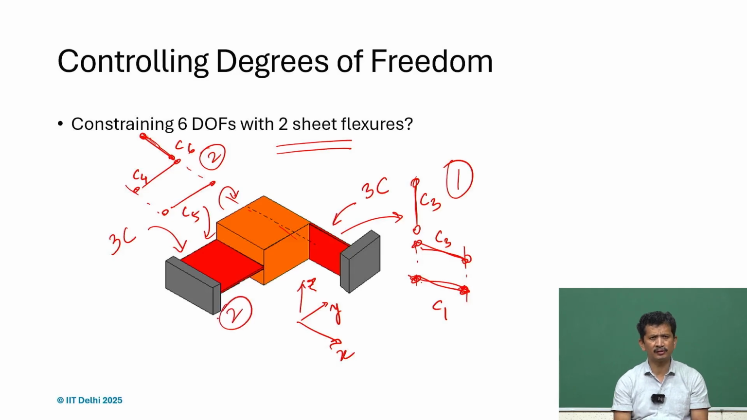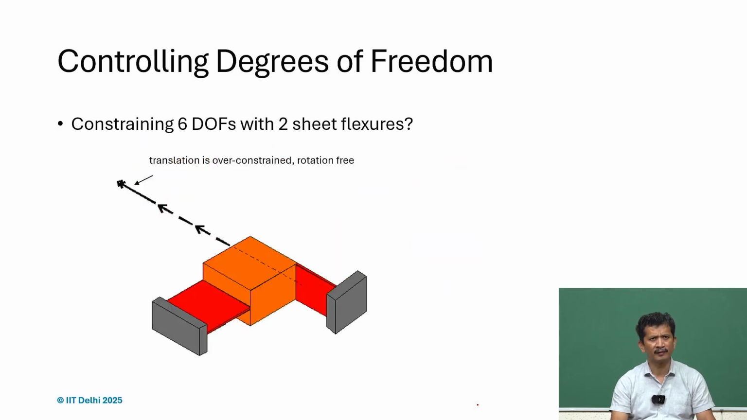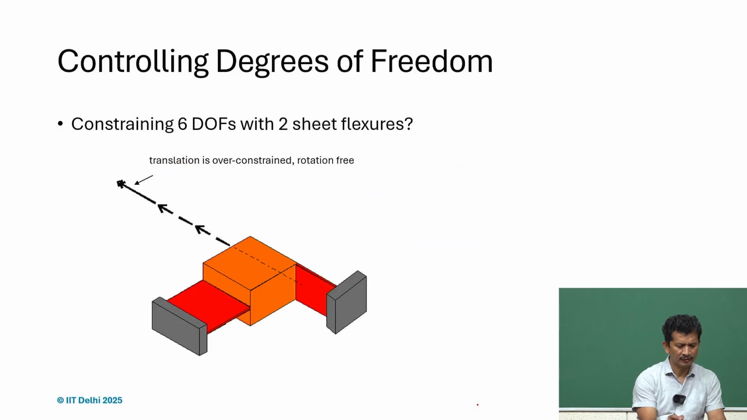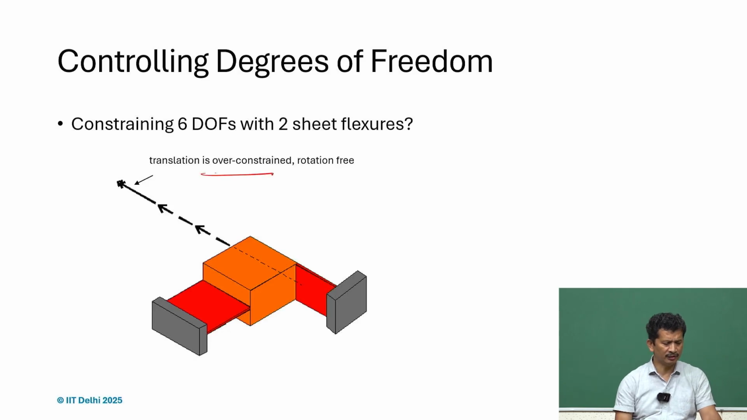if we take the 2 sheet flexures and extend them, wherever they cross or intersect, 2 planes always intersect and give us a line, and that will be the over constraint direction, and that is the axis of rotation which we will always have. So, it is an over constraint design, and that is what we see here. Okay, translation is over constraint and rotation is free along that line.